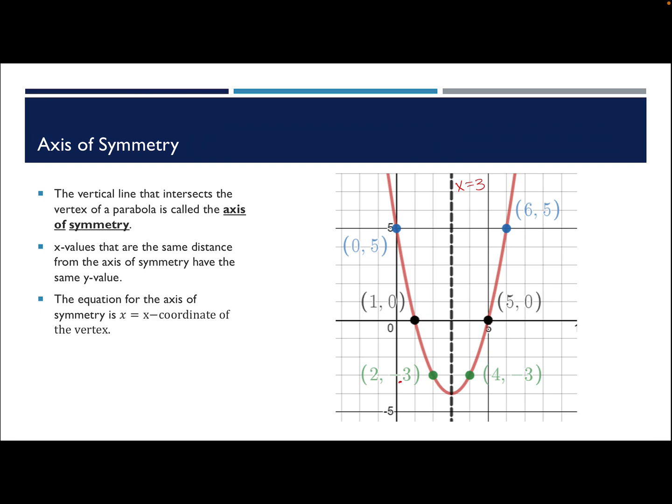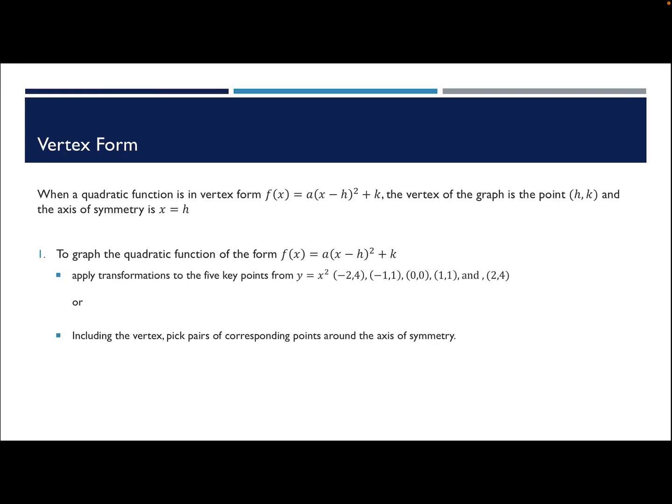5 and 1 are a horizontal distance of 2 away. They produce the same y value of 0. And 6 and 0 are a horizontal distance of 3 away, and they produce the same y value of 5. That's how the axis of symmetry works. If you have a point to the right, you have a corresponding point to the left that's the same distance away from the axis of symmetry, and you get the same y values.